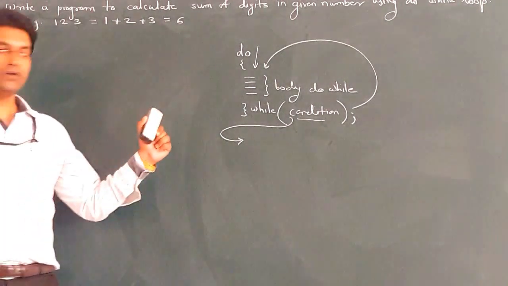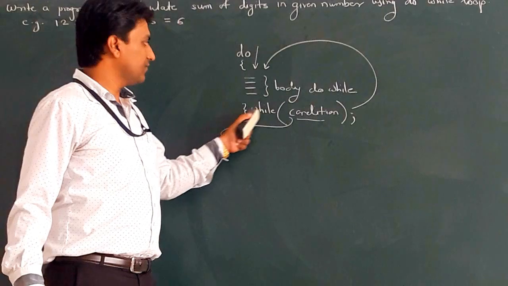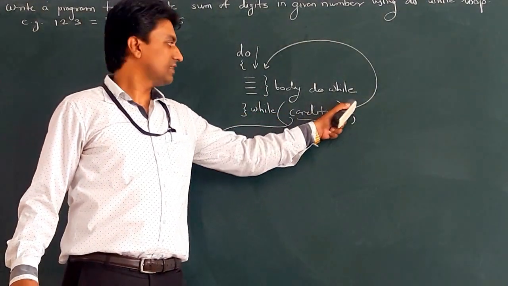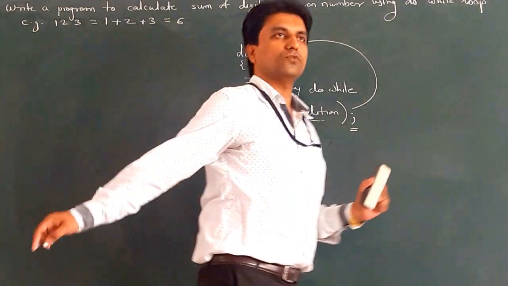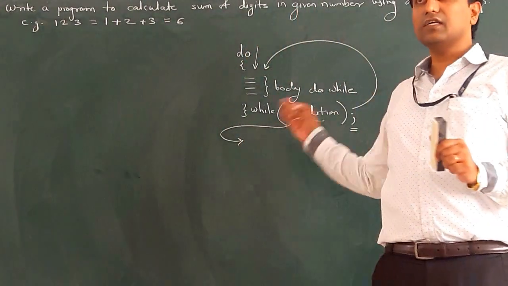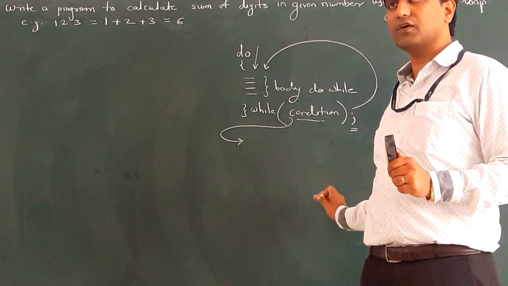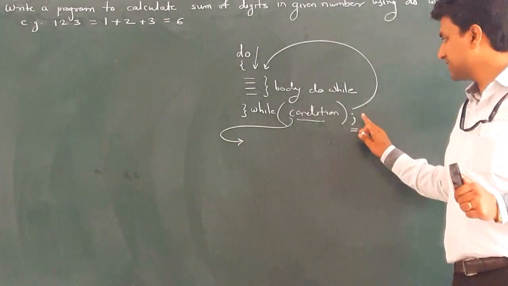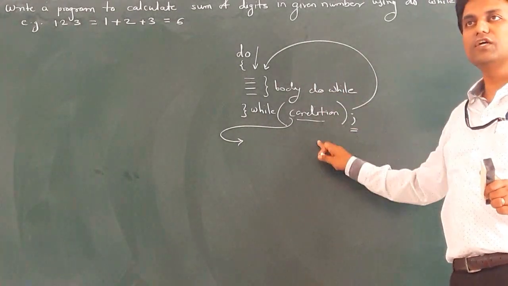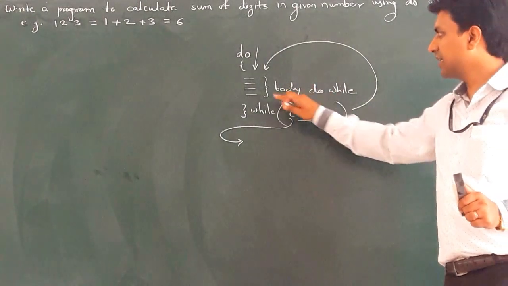Understood the execution flow? And what is the syntax? Do, curly bracket, then the body of the do while, then the condition, and then give a semicolon. Syntactically the semicolon is most important, because in other loops, for example the while loop, there is no semicolon after the end of the loop, but in the do while loop there is a semicolon after completion. This is the conditional part, this is the body part, and this is the do while loop.